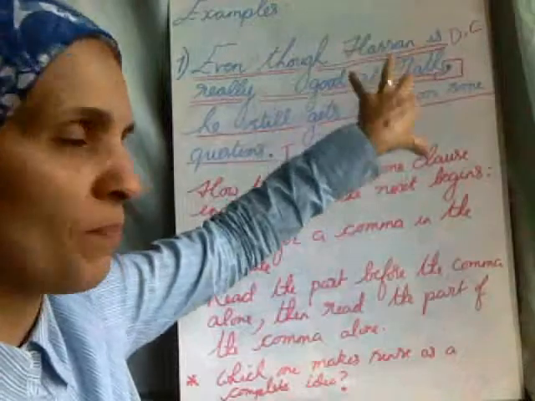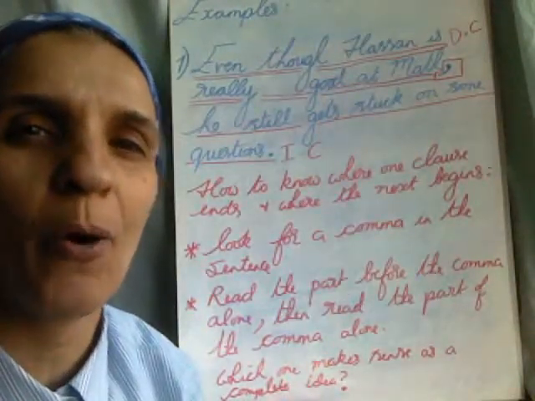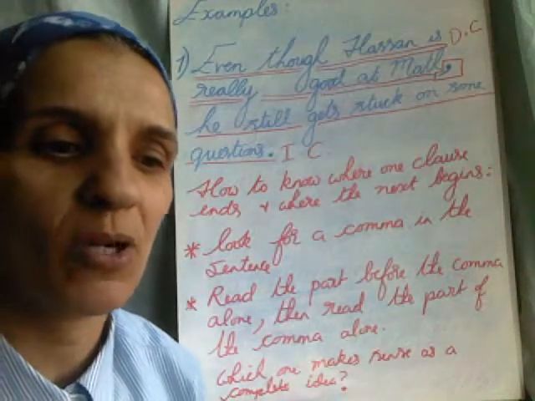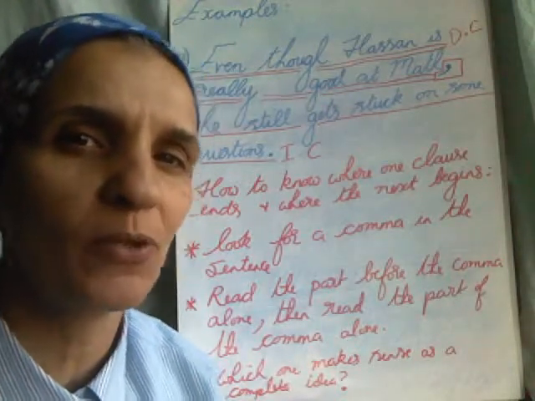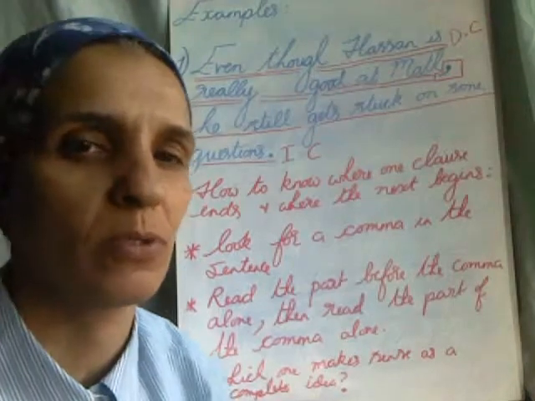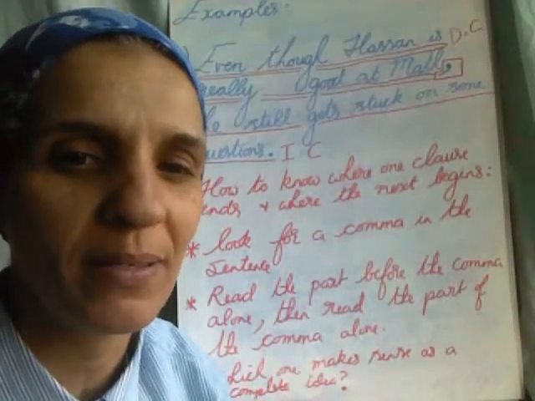And together, these two make a complex sentence, because a complex sentence is a sentence that has an independent clause and a dependent clause. That is your complex sentence.